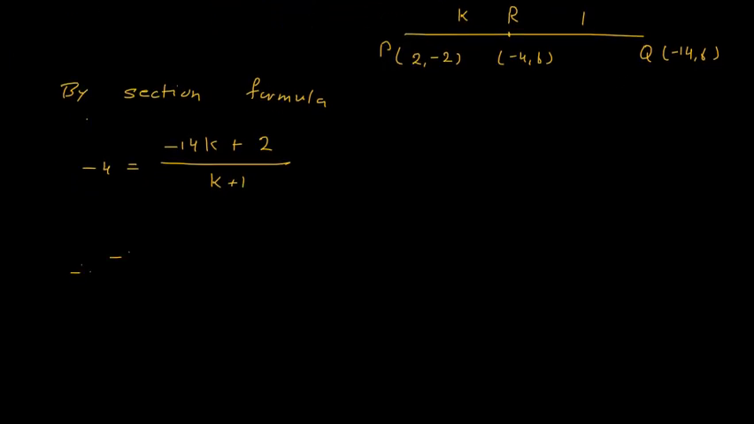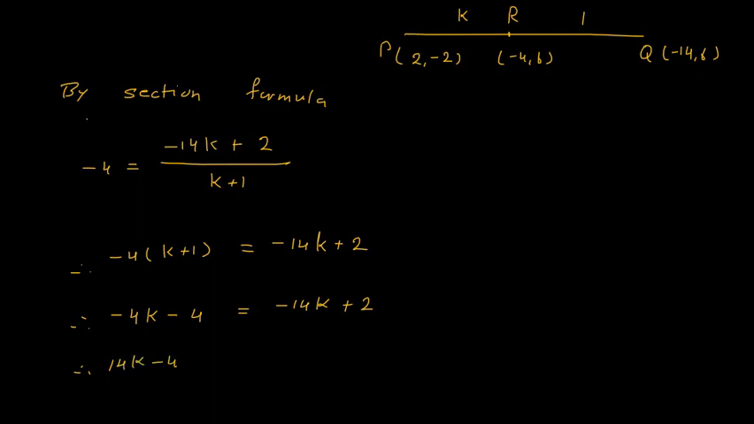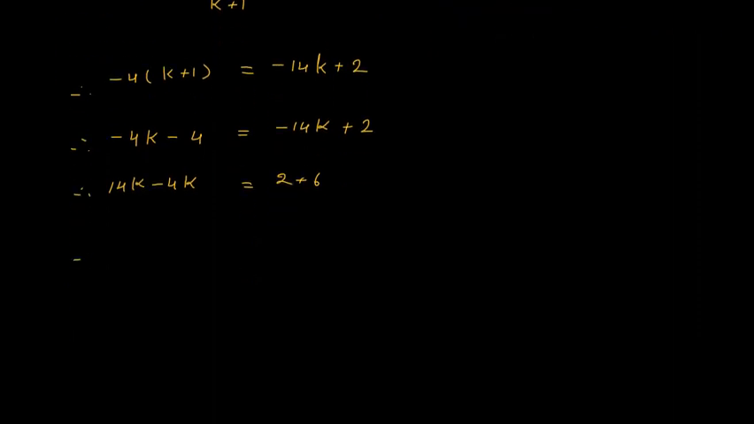So this minus 4 is multiplied by k plus 1 is equal to minus 14k plus 2. Therefore this is minus 4k minus 4 is equal to minus 14k plus 2. This minus 14 will come here, so you will get 14k minus 4k equals 2 plus 6. Therefore 14 minus 4 is 10k, equals 6 plus 2, 8. Therefore k is equal to 8 divided by 10, and 8 divided by 10 is 4 divided by 5.